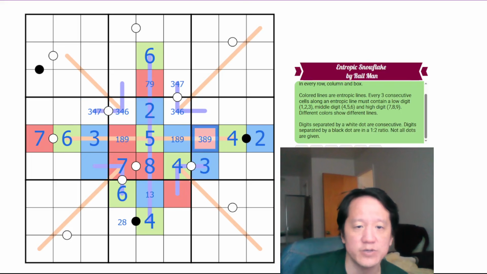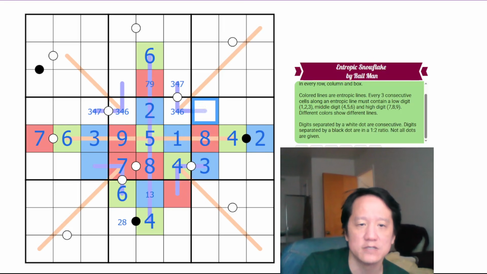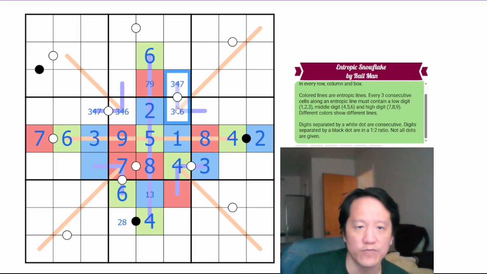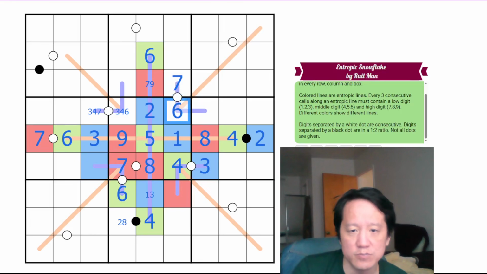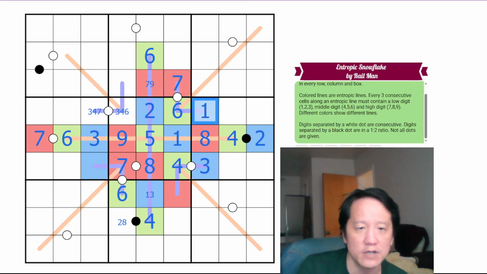This has to be 8 or 9. This is 1. This is 8 or 9. And this 8 eliminates 8 here, so that's 9. Makes that 8. This cannot be 3 or 4 here because of the 4 in the column, so this is 6 and 7. So this is 6, which is medium. This is high, and this is low, so that's a 1.